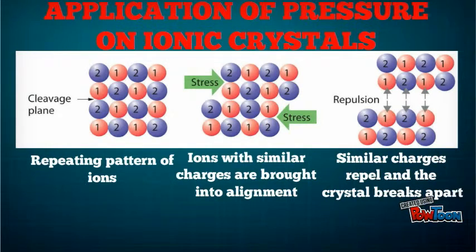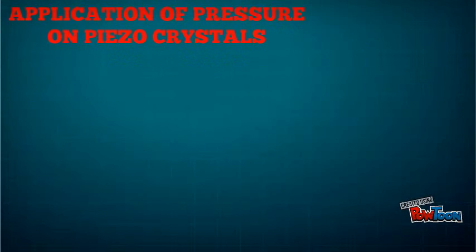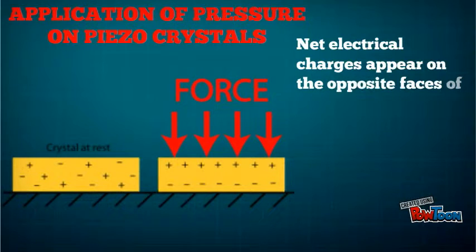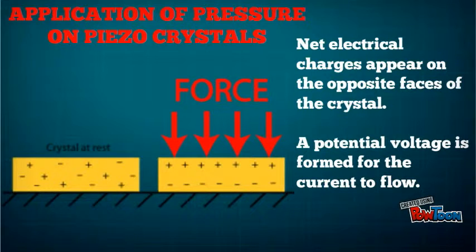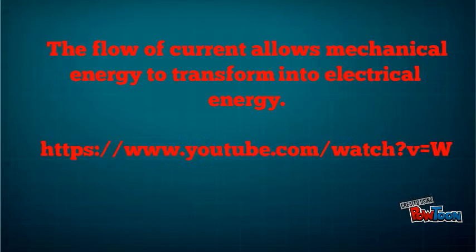If you apply pressure to a piezoelectric crystal, you deform the structure, pushing some of the atoms closer together or further apart. Ions with the same charges do not necessarily come into alignment because the ions in these crystals are not symmetrically arranged. Instead, the balance of the positive and negative charges is disturbed, and that causes net electrical charges to appear. This effect carries through the whole structure, so net positive and negative charges appear on opposite outer faces of the crystal. This creates a voltage across the crystal and causes a flow of current when electricity is passed through it while it's being squeezed.